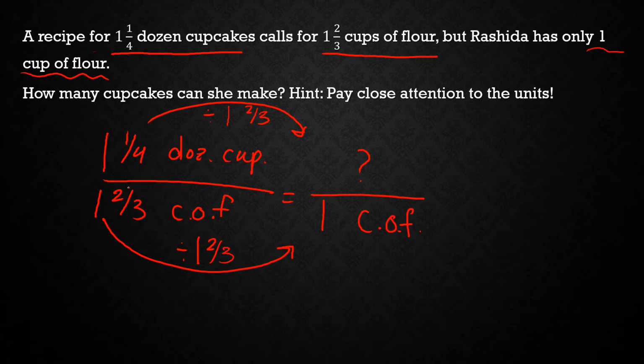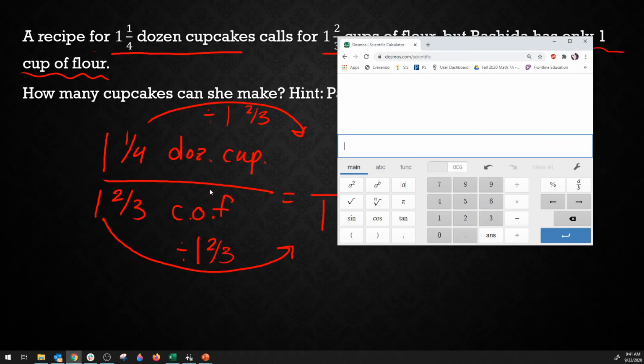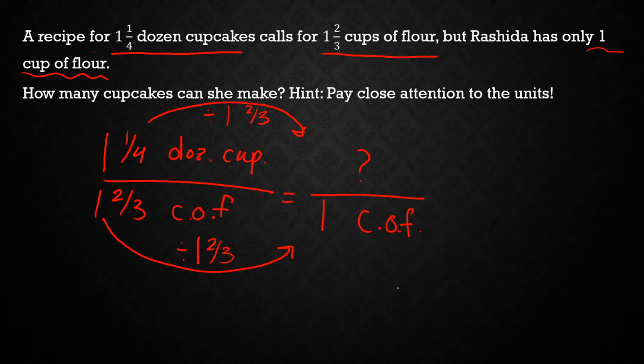Okay. So now I'm going to pull back my calculator. And I'm going to do 1 1/4 divided by 1 2/3. And if I flip this into a fraction, it tells me that I should get 3/4, which means that she can make 3/4 of a dozen. But notice that our question is asking us how many cupcakes, right? Not how much of a dozen.